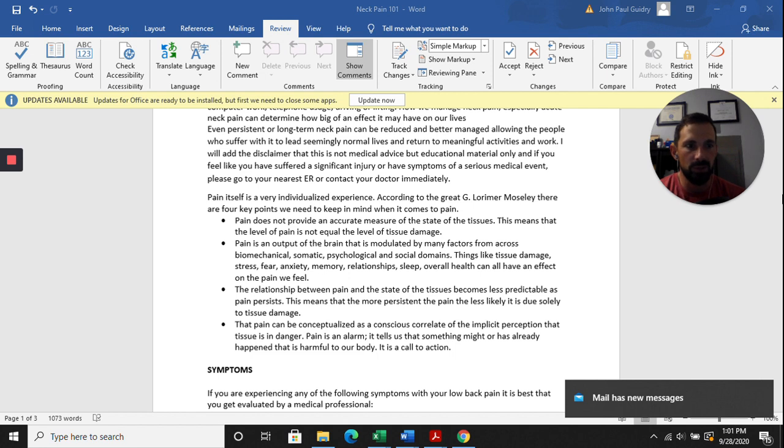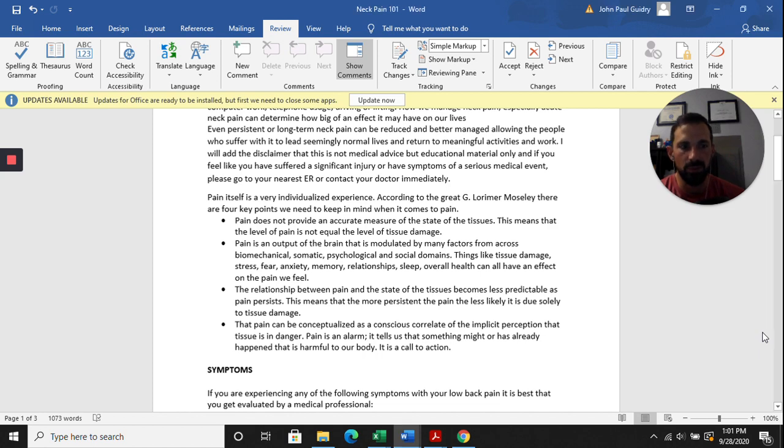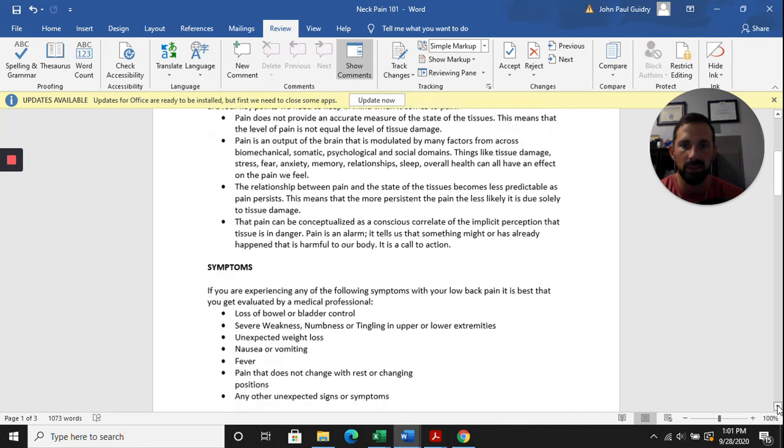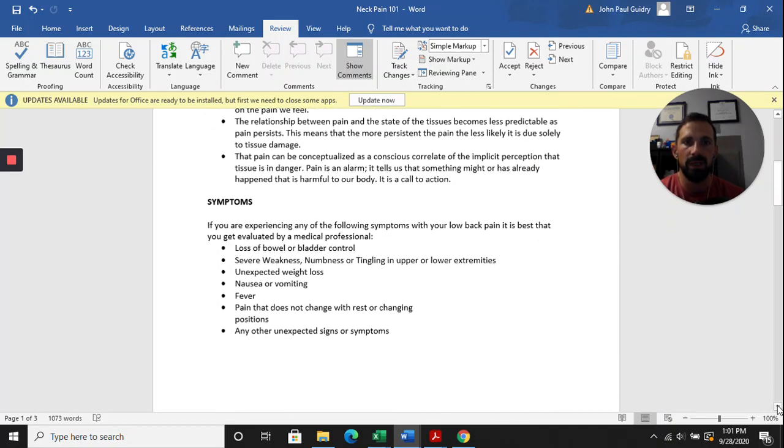Pain can be conceptualized as a conscious correlate of the implicit perception that the tissue is in danger. So it's kind of a wordy way of saying our pain is an alarm system. It tells us something might be going on or has already happened that is harmful to our body. It's a call to action. So it's basically a call to do something different. So if we're doing an activity and we have pain, it's to maybe stop or modify that activity. If we're sitting, maybe that's a call to get up and move around, so on and so forth. So it's an alarm. It's kind of something to tell us to dig a little deeper and figure out what's going on.